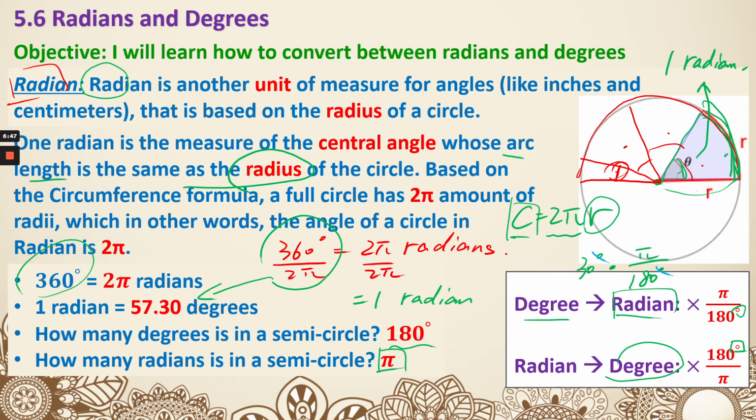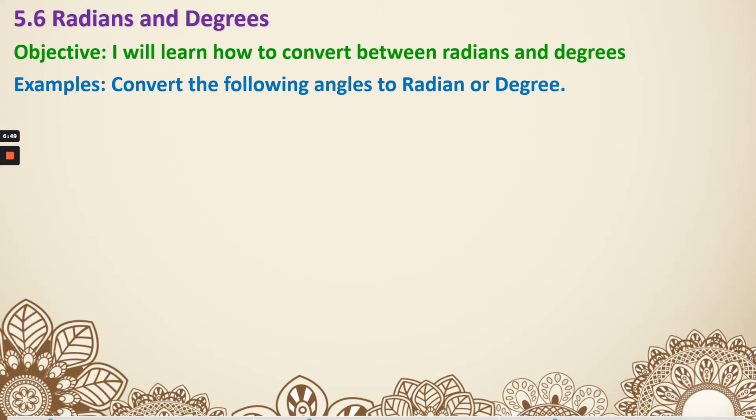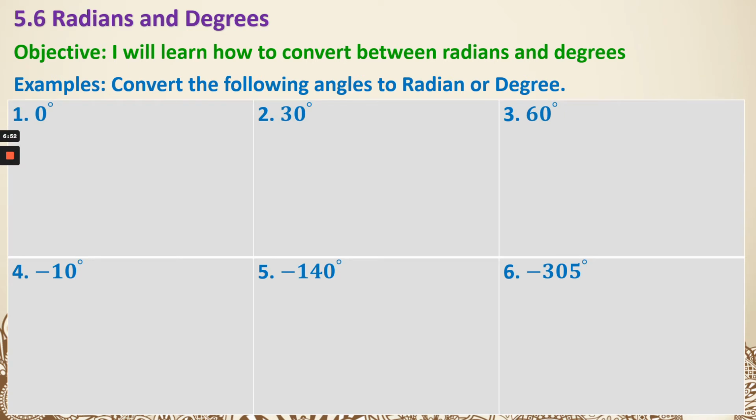And next, let's actually work on the formulas with some examples. Convert the following angles to radian or degree, depending on which is given. This is clearly 0 degree, so multiply by pi over 180 degree. Remember, if we want to try to get rid of the degree, we're going to put degree on the bottom so they can cancel. 0 pi over 180 is just 0 radian. That is number 1. Number 2, I'm going to multiply that. Again, I'm trying to get rid of the degree, so degree goes on the bottom.